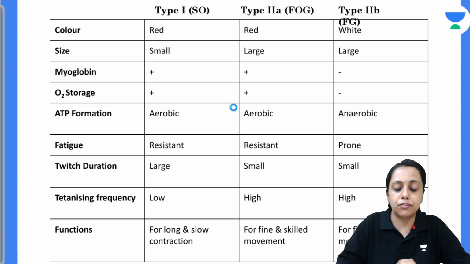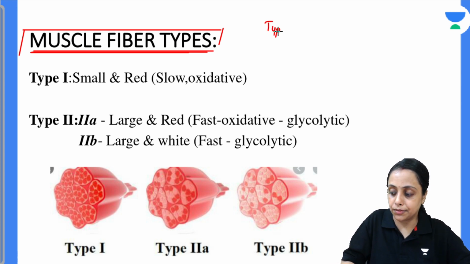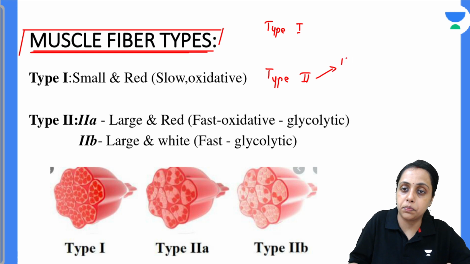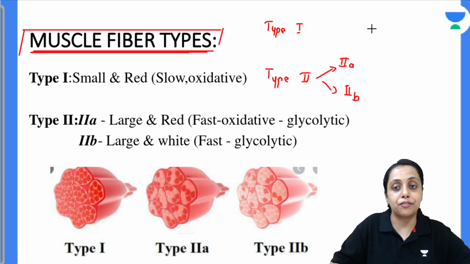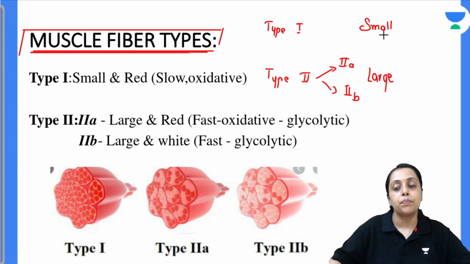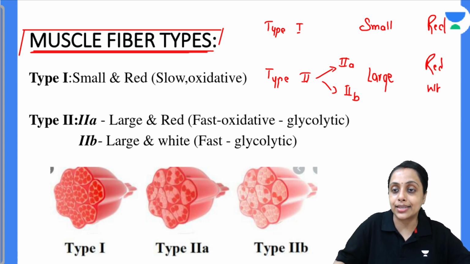Okay. Then moving further, the next most important point out here is different types of muscular fibers. Now coming to the types of muscular fiber. So we have 2 types of muscular fiber. First is the type 1. Next is the type 2. This type 2 is further divided into 2A and 2B. First, what is the difference between 1 and 2? Type 1 fibers are small fibers, while type 2 fibers are large fibers. Okay. This type 1 fiber is also red in color because of presence of myoglobin. But this type 2 is further divided into 2A and 2B. 2A is red in color while 2B is white in color. So in 2B, the myoglobin is absent. So that's why it is white in color.